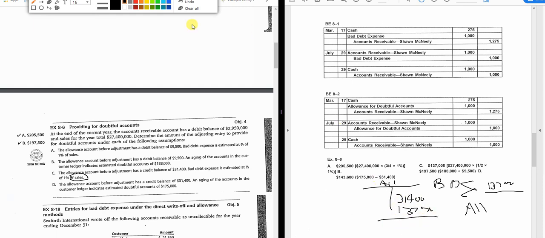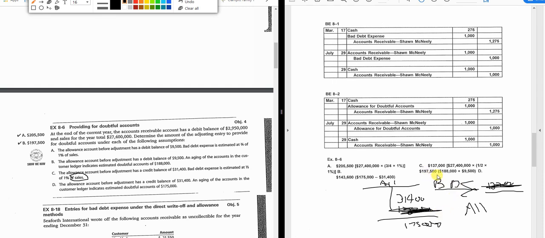Then the last one I'm going to do is the allowance has a credit balance of 31,400. I'm just going to cross that off right there. Pretend that never happened. I still debit bad debts, credit the allowance, but now an aging of the accounts indicates an estimated doubtful accounts of 175,000. That means I want 175,000 in the allowance. Let me back up. When I do the sales method, sales is on the income statement. I'm determining how much I want to go into bad debt expense. Both of these are on the income statement.